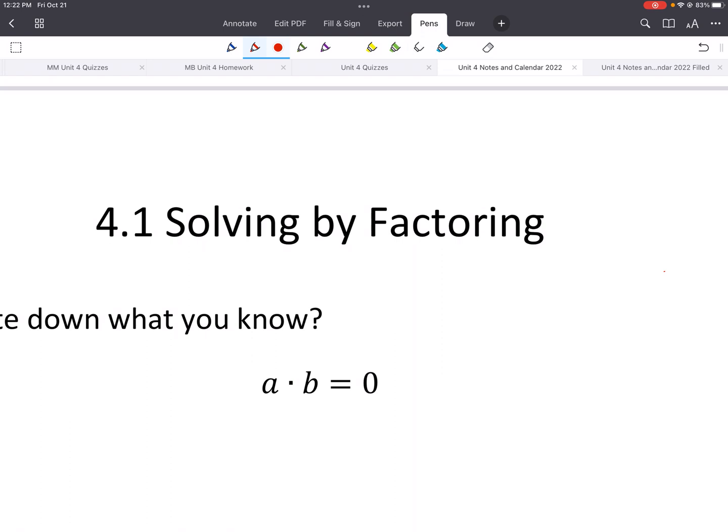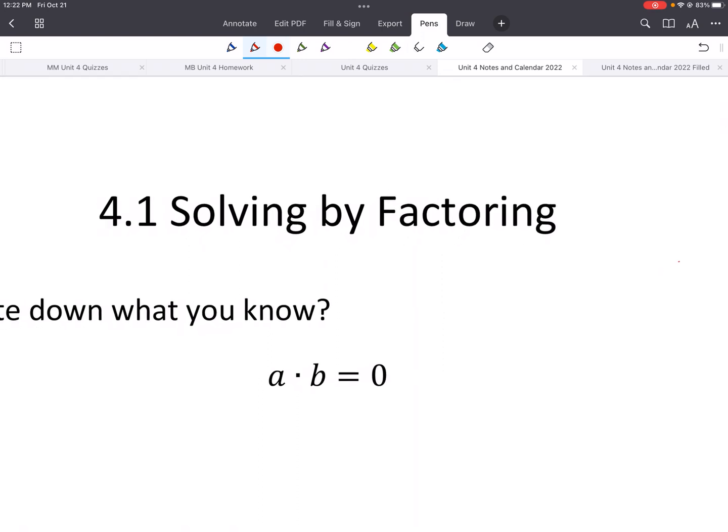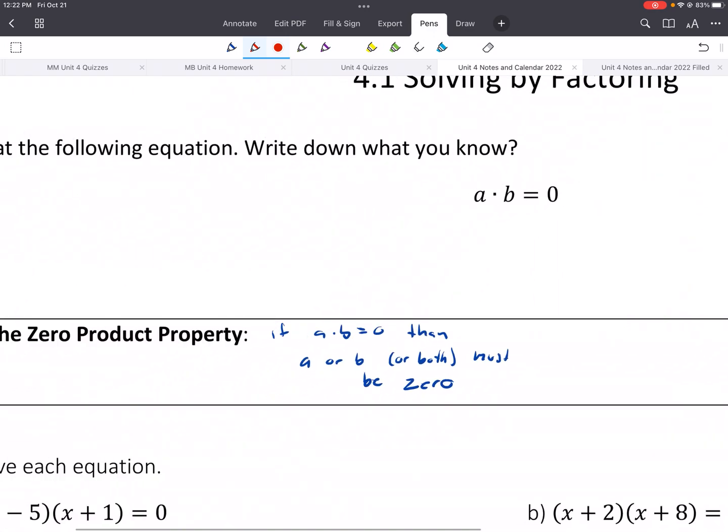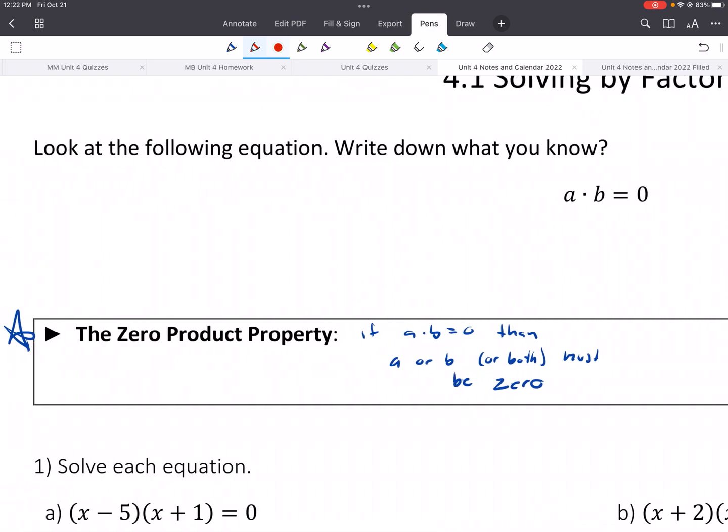Alright, so let's look at this first equation. It says a times b equals 0. What do you know about a or b? Hopefully you realize that either a or b, one of them at least, or both, have to be 0. If a was 0, then it doesn't matter what b is, the whole equation would be 0. Or if b was 0, it doesn't matter what a is, 0 times a would give us 0. So either one of those or both have to be 0, and that is what the zero product property is.